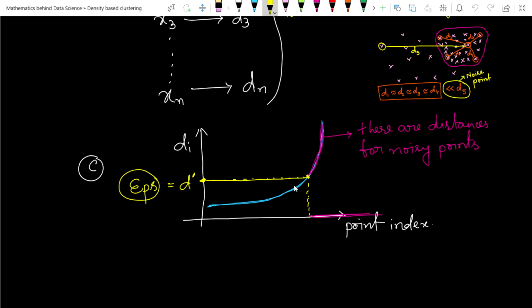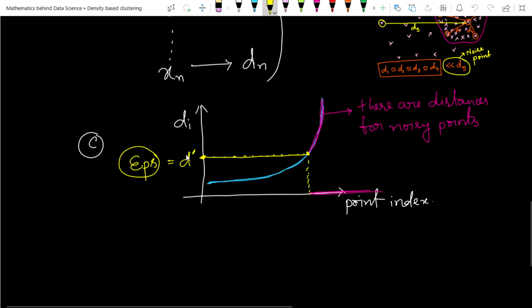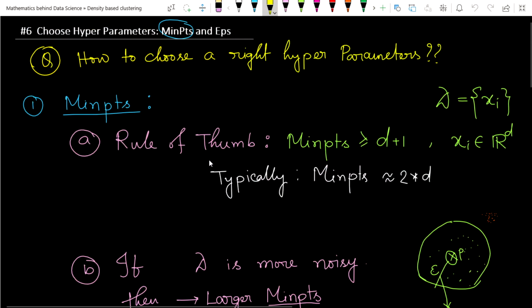From this plot, we choose the right epsilon. The higher distance values are responsible for noisy points, so we omit them and do not consider them in our calculations. I think from these discussions you got the idea of how to choose the right hyperparameters: how to choose the right min points value and the right epsilon value.